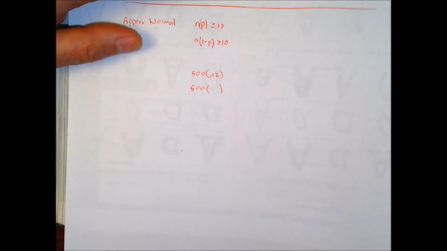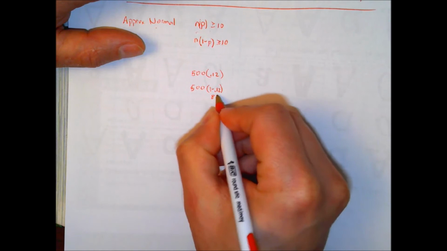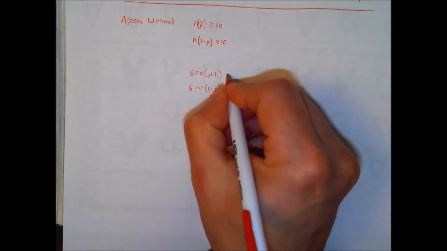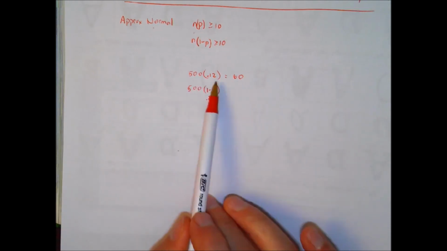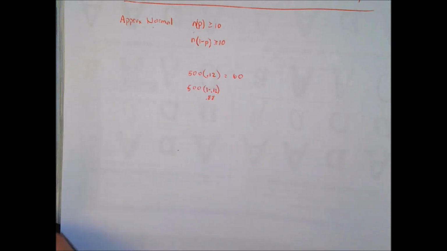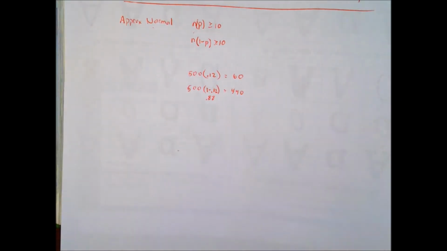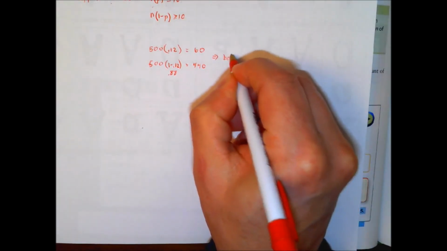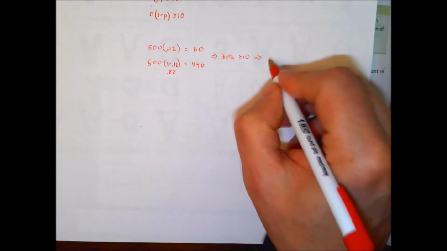And the probability they don't have a credit card would be 1 minus 12%, which would be 88%. Now if I multiply these together, 500 times 0.12 gives me 60 people. I would expect out of 500 teens, I would expect 60 to have a credit card. And I would expect 440 to not have a credit card. Since these are both greater than 10, therefore I can say this distribution is approximately normal.